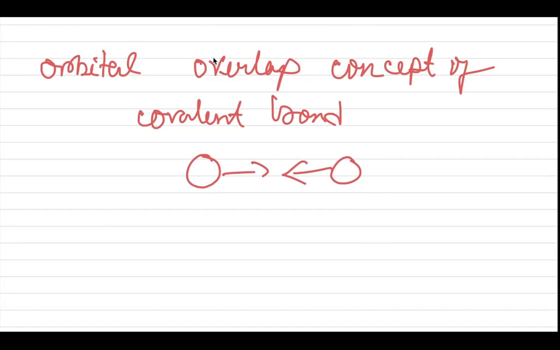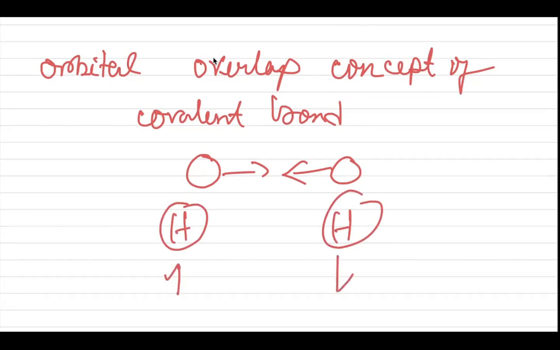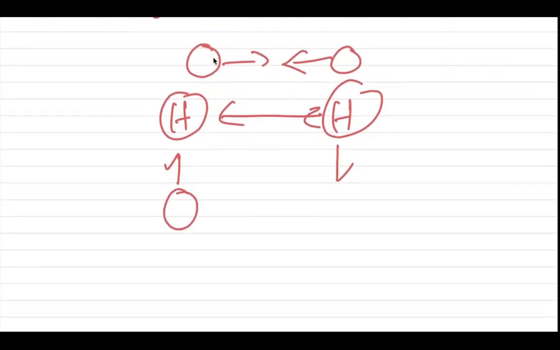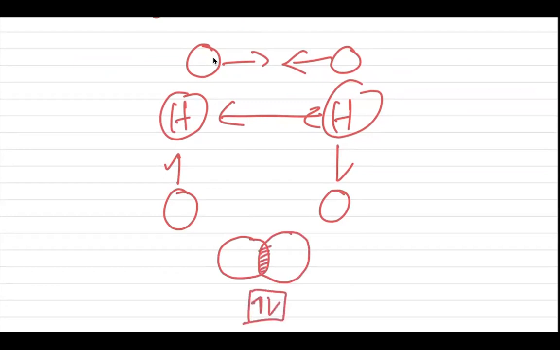So if I consider two hydrogen atoms, one hydrogen atom here, one hydrogen atom here. A hydrogen atom has one electron. Suppose this electron has this spin and this electron has the opposite spin. When these two approach each other and form the bond, they each have one s orbital. These two come closer, the s orbitals overlap with each other, and the electrons are paired up. The two opposite spin electrons pair up and form the hydrogen-hydrogen bond. So overlapping of orbitals takes place.